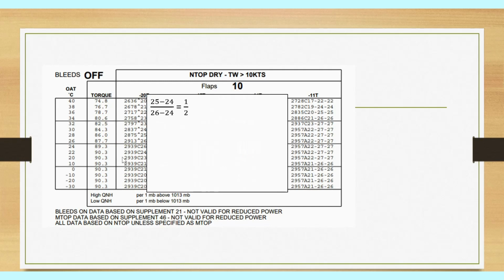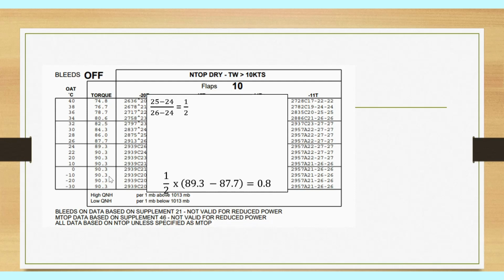The first thing you do is that you take the known figure, the one which you want to work out the other value for, which is 25 in our case, and you find the difference between it and the lowest value. Okay, and you find the difference between the two end values. So 25 minus 24 divided by 26 minus 24. That's going to give you a half.